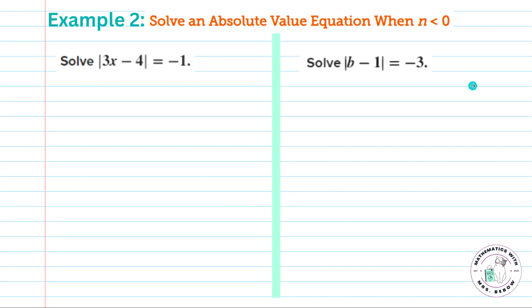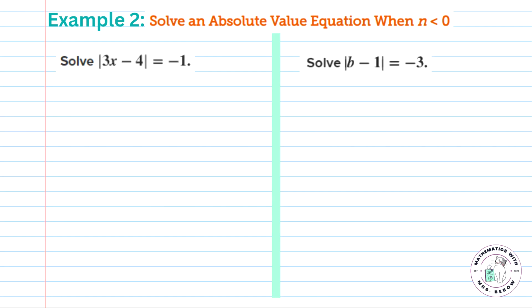Okay, so what happens if we have an absolute value equation when n is less than 0? In both of these cases that we're seeing on the screen here, we have the absolute value of 3x minus 4 equals, again, a negative value, so n is less than 0. And we see the same thing with this absolute value equation on the right-hand side. Well, this is trying to tell us that the distance between 3x and 4 is equal to negative 1. And distance can't be negative. So this actually does not have a solution.